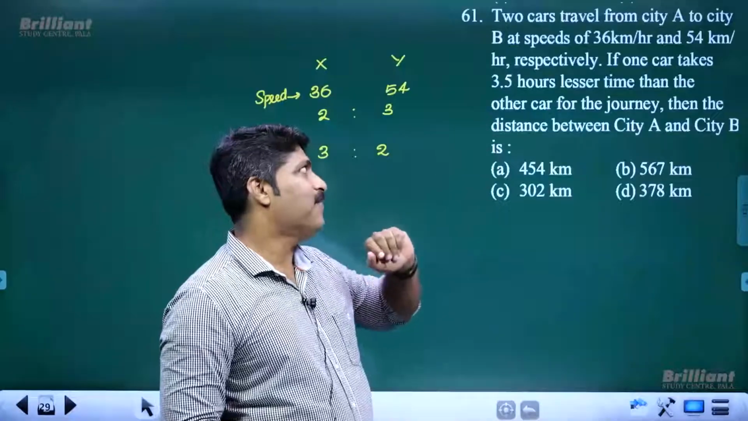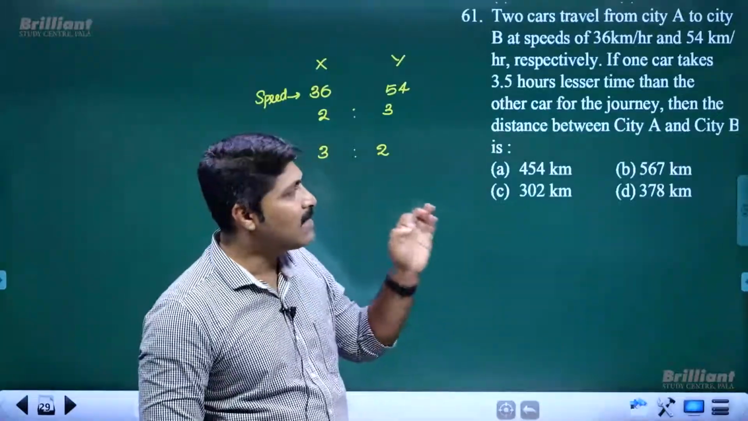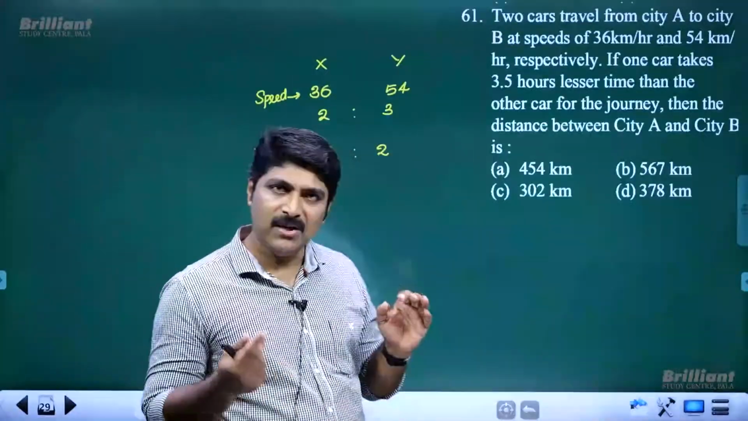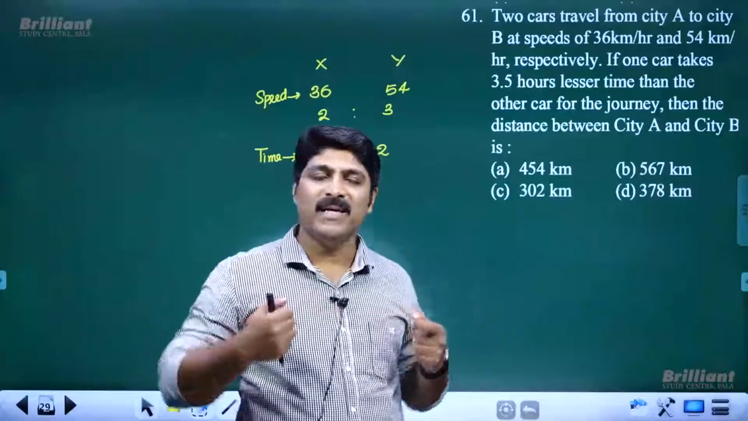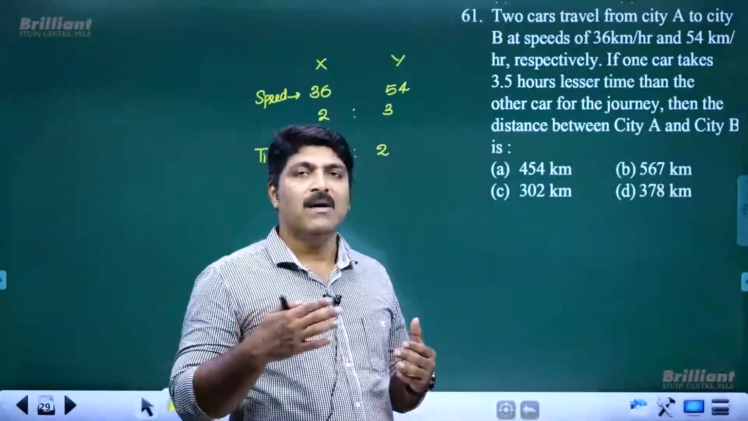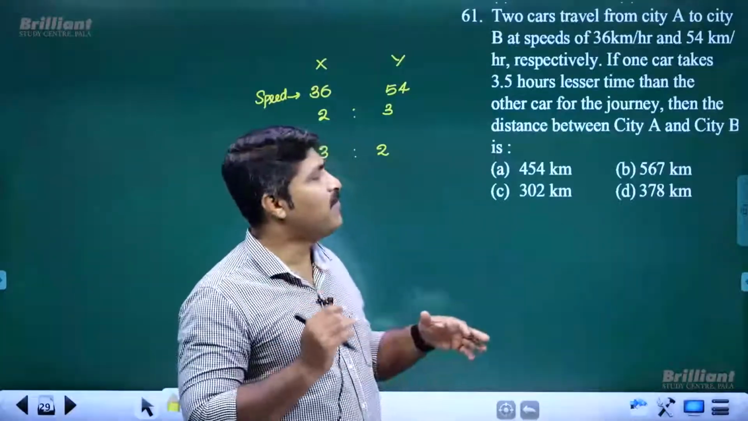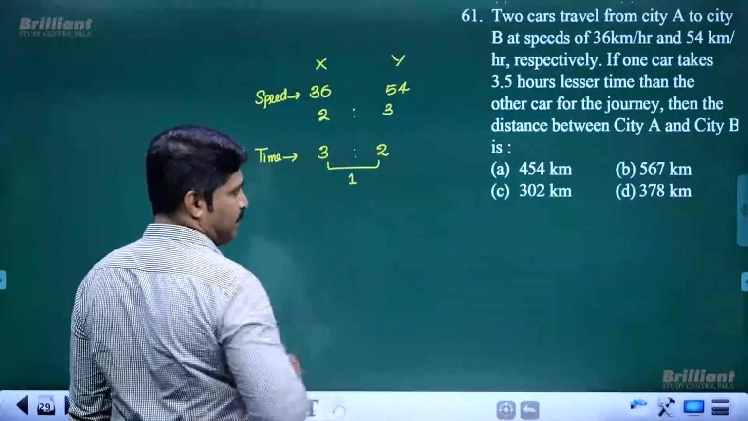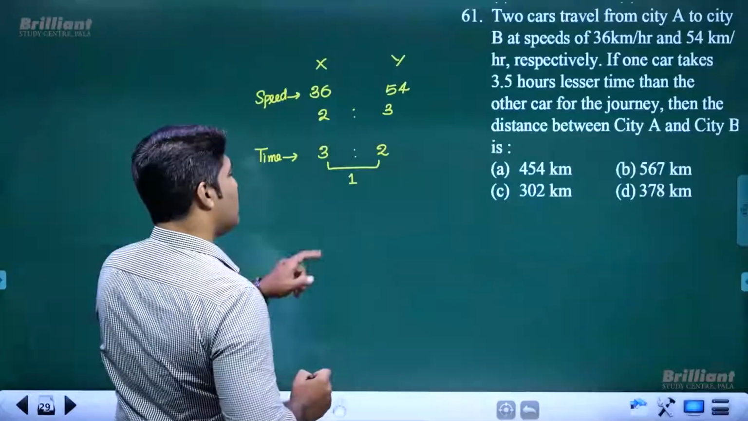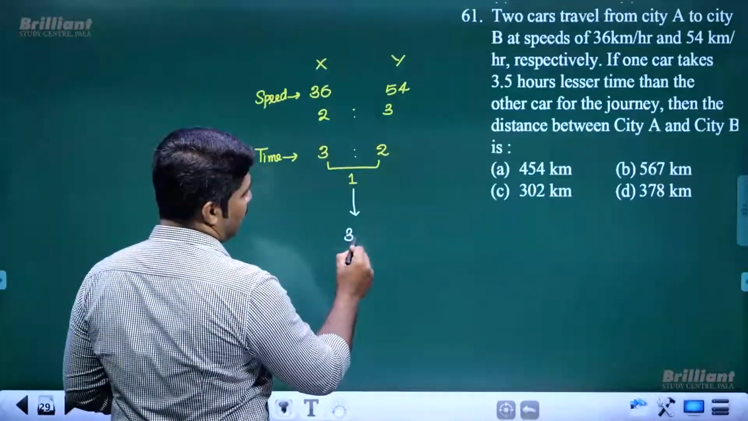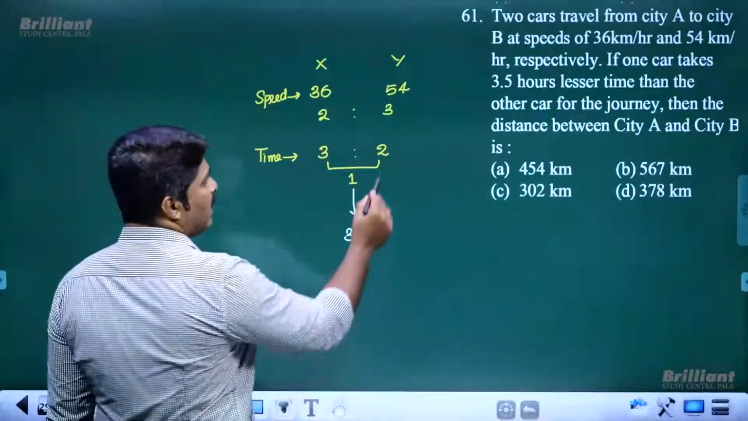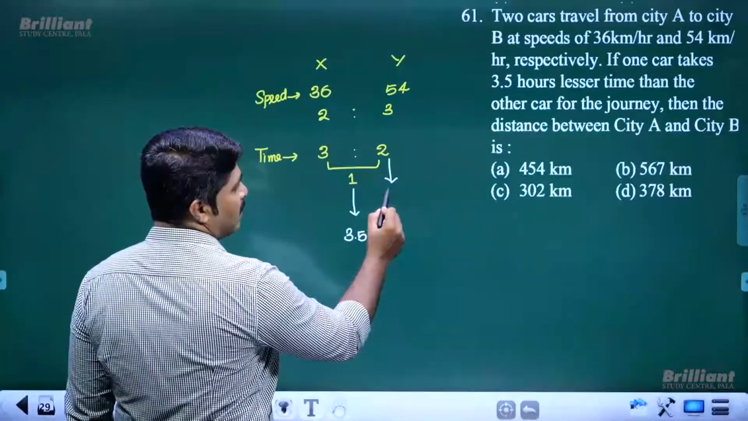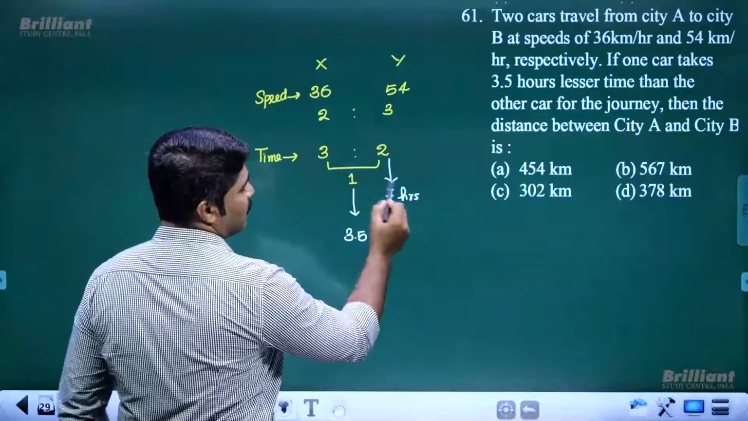Because it is given that one car takes 3.5 hours lesser time. What it means is that the times taken by both the cars are in the ratio 3:2. The difference in the time taken, or the duration of the journey, by both the cars is 3.5 hours. As per these ratio values, what is the difference? The difference is 1. As this 1 represents 3.5, we can easily find what this 2 represents. As 1 represents 3.5, this 2 represents 7 hours.